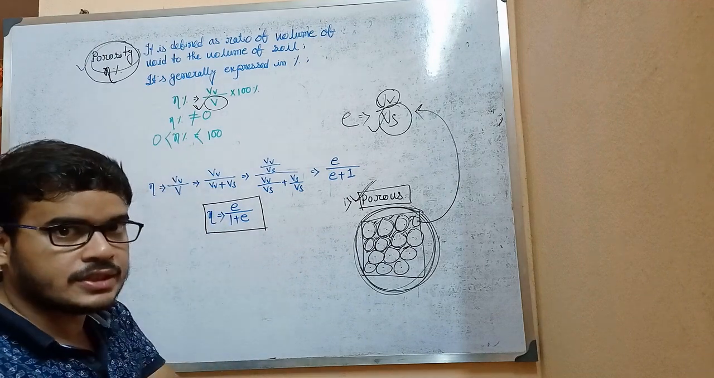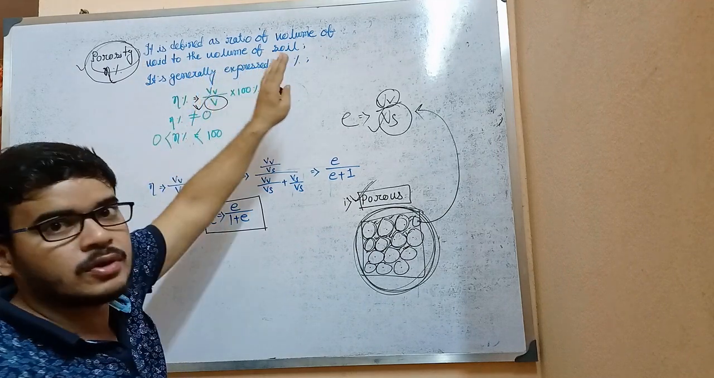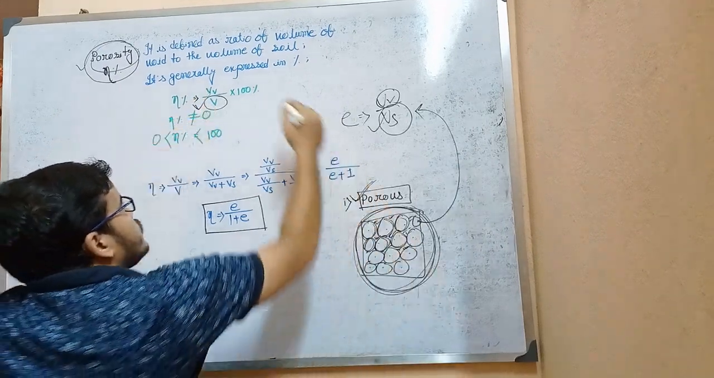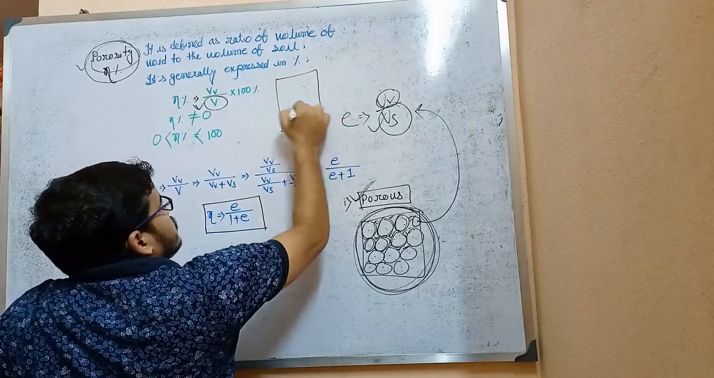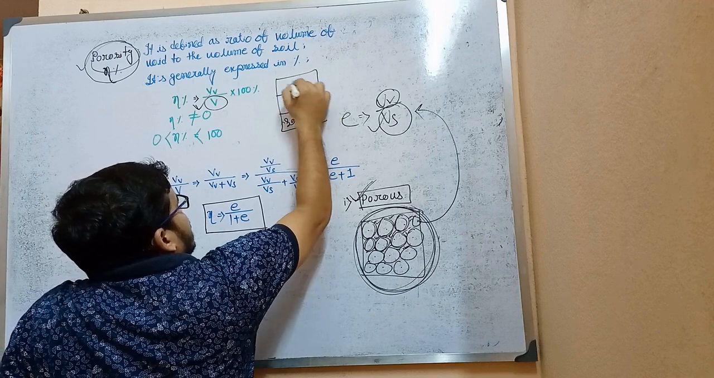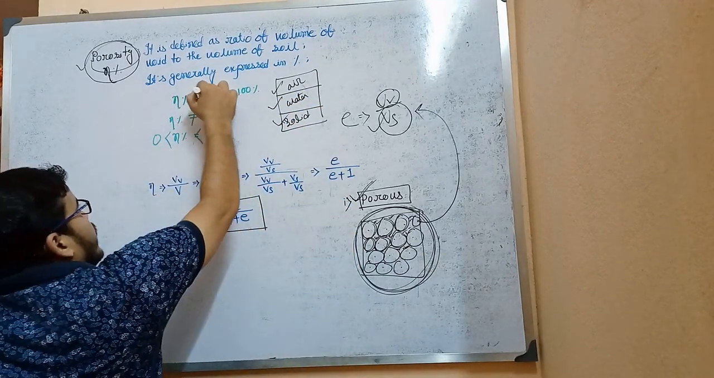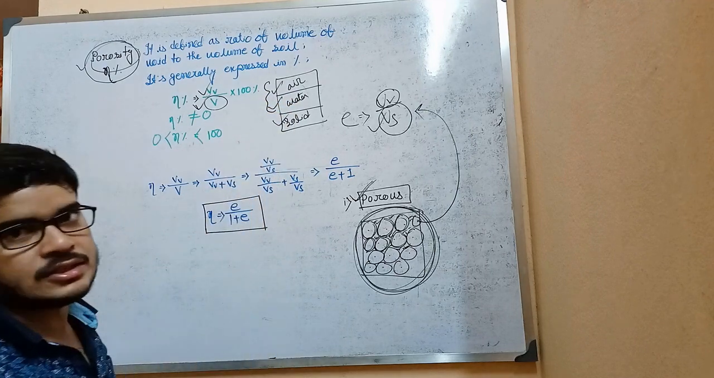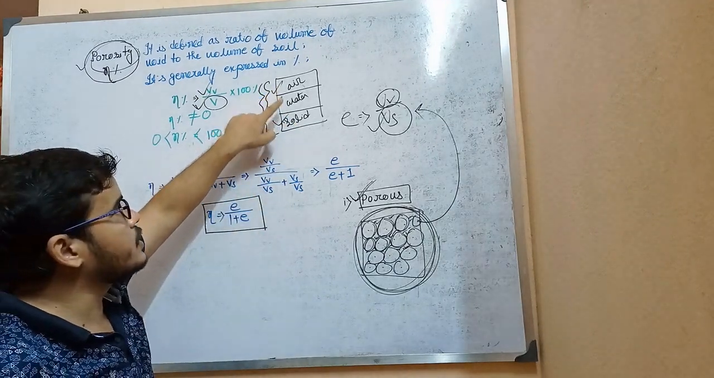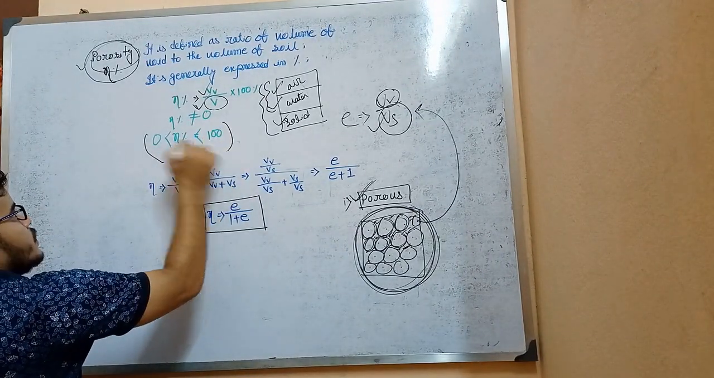Okay. So what is porosity? Porosity is defined as the ratio of volume of void to the volume of soil, volume of void by total volume. The soil has solid, water and air. So volume of void means volume of air plus volume of water, and total volume means the whole volume: air plus water plus solid. So it should be between 0 to 100%.